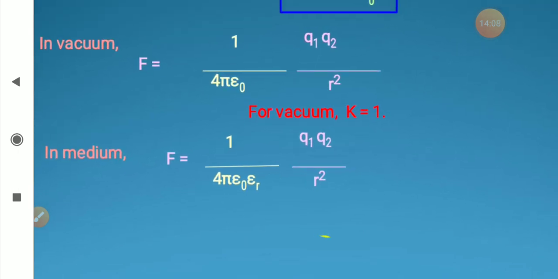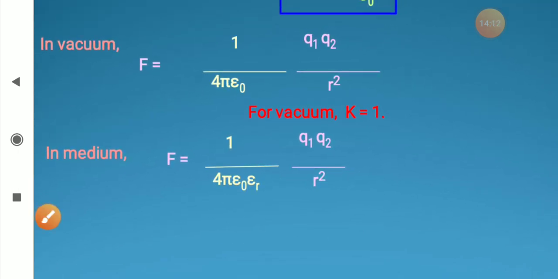See, in any other medium, F is equal to 1 upon 4 pi epsilon naught into epsilon R, which is permittivity of the medium. So we can write epsilon R, or we can also write K, dielectric constant. So that is the modification of relation in other media.